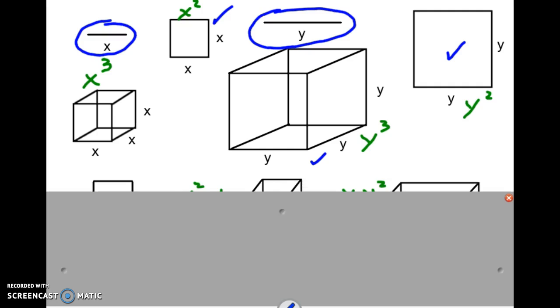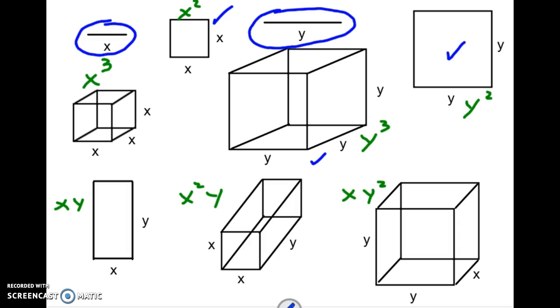If we start mixing in the x's and y's, x times y would make a rectangle. In this case, x squared times y would make a prism, where 2 of the sides matching are the x's, whereas x times y squared would be another prism, different size and shape. Once again, the variables and the exponents have to match exactly before we can add any of the like terms.